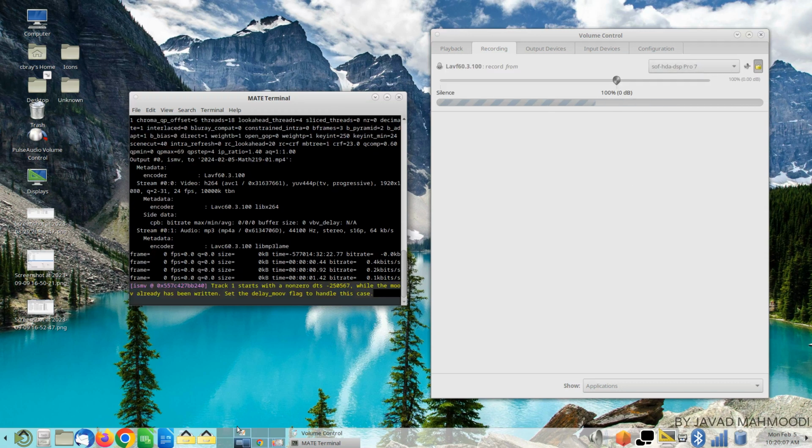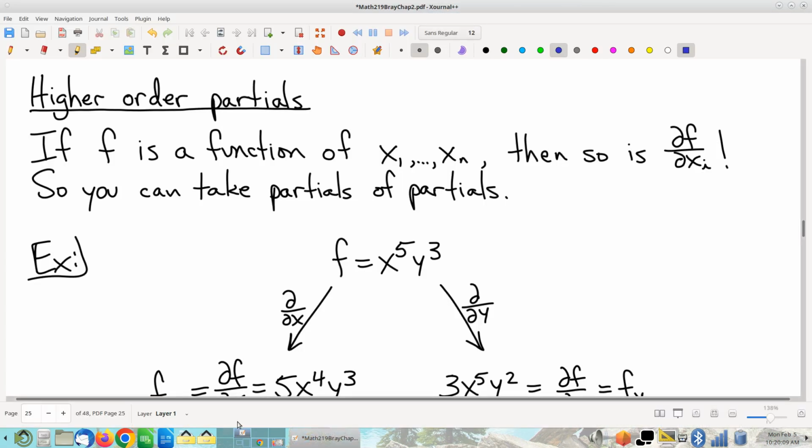Okay, so here we go. Last time we were talking about higher order partials, and again, the basic idea of higher order partials is really not that big a deal. If you have a function, you can take its derivative. The result is another function, and what can we do with functions? We can take another derivative of them. It's not a sophisticated point, right?